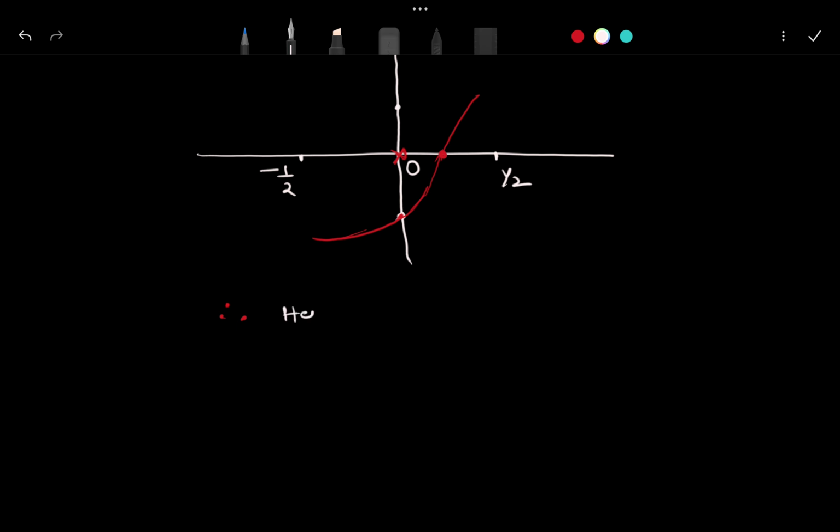Hence there are 2 roots in the open interval minus 1 by 2 comma 1 by 2.